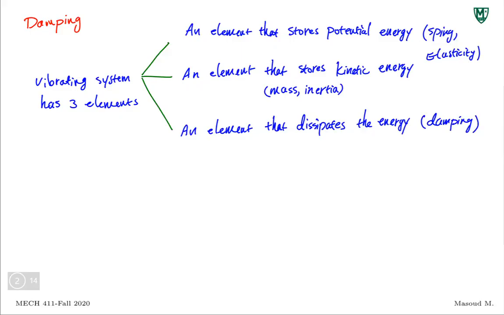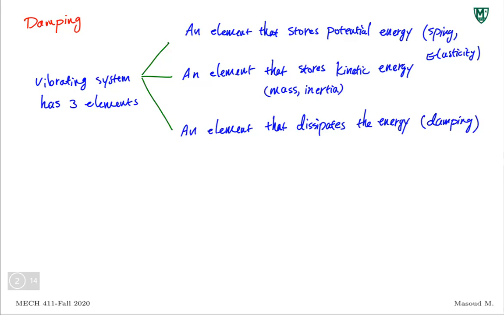And because this conversion happens, obviously the displacement of the system, if you think about a simple system like a spring mass, slowly decreases, and at some point it stops. So that's the reason why it happens, because we have an element there that takes the energy out of the system.